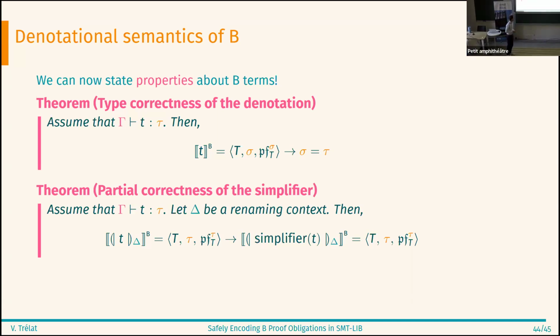Notice that this is a partial statement. I didn't write denotation of T equals denotation of simplified T, because total correctness does not hold. As I said, this simplifier is only performing syntactic transformations. So for example, 0 times set of booleans is simplified down to 0, but 0 times set of booleans doesn't have any denotation. So this is just an example.